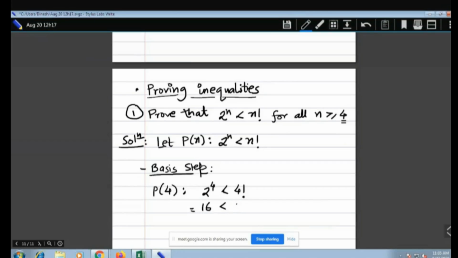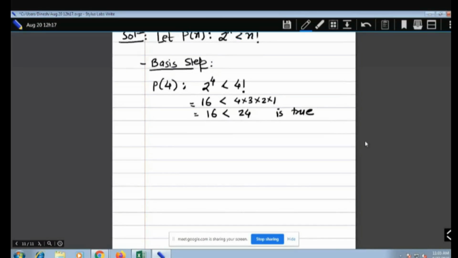4 factorial is 4 into 3 into 2 into 1. So it is going to be 4 into 3 into 2 into 1, which is going to be 16 is less than 4 3 the 12 is 24. Okay, is going to be true. Okay, good. Now let us assume it for the value k. So that is going to be our inductive step.